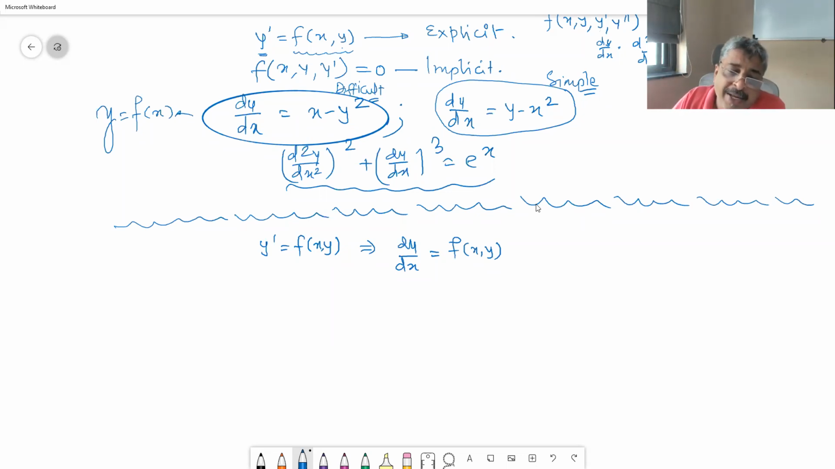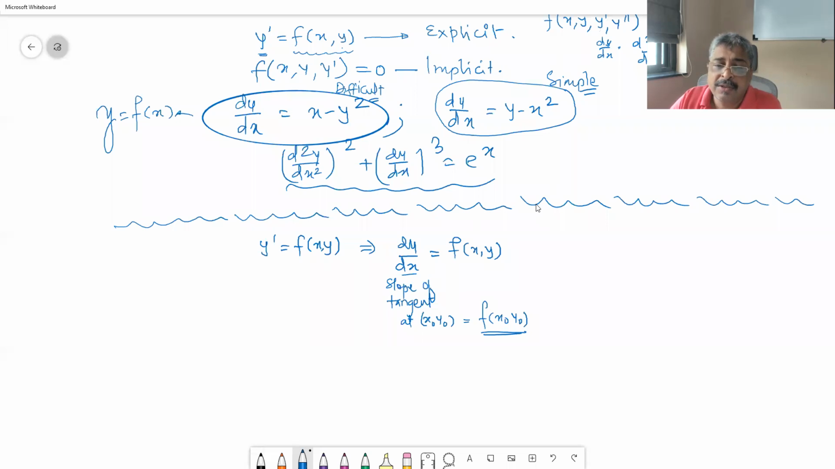So dy by dx is basically the slope of the tangent at x naught comma y naught. You substitute your point and you will get the slope of the tangent there. If I substitute the same point, this is the LHS, the slope of the tangent, and if I substitute the same point in the RHS, f of x naught comma y naught, I will get the value of that slope.